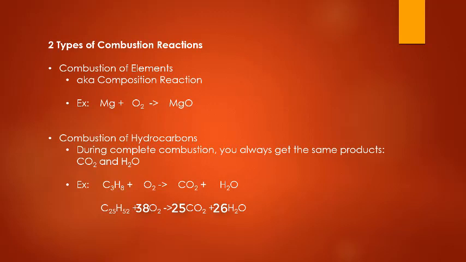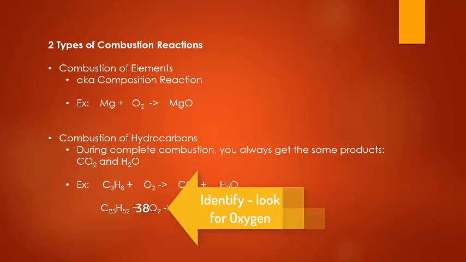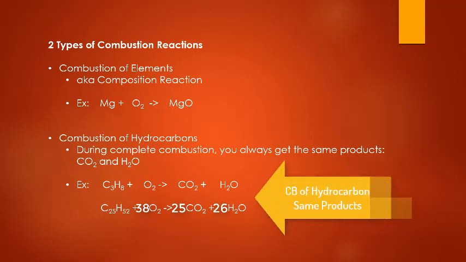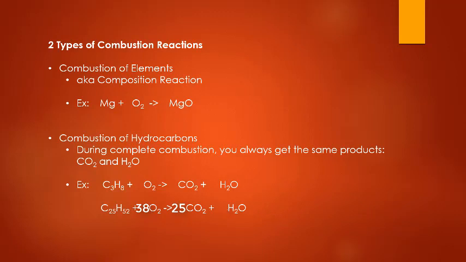To recap, it's really easy to identify this type of reaction. Once you see oxygen listed as a reactant, you know that it's combustion. The products are really easy to get. They're always the same, carbon dioxide and water. The balancing can be a little tough, but you can handle it. Just keep trying and use the top 10 steps to balancing success.